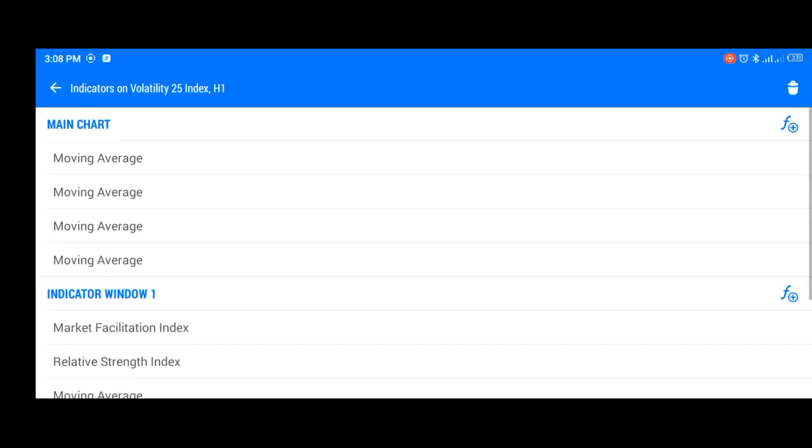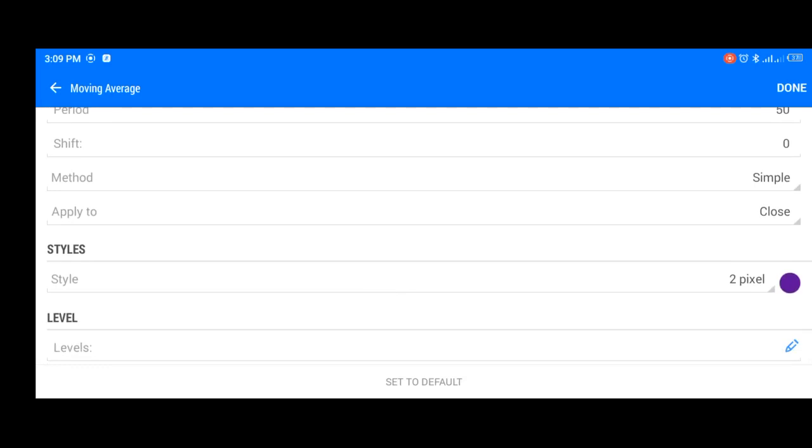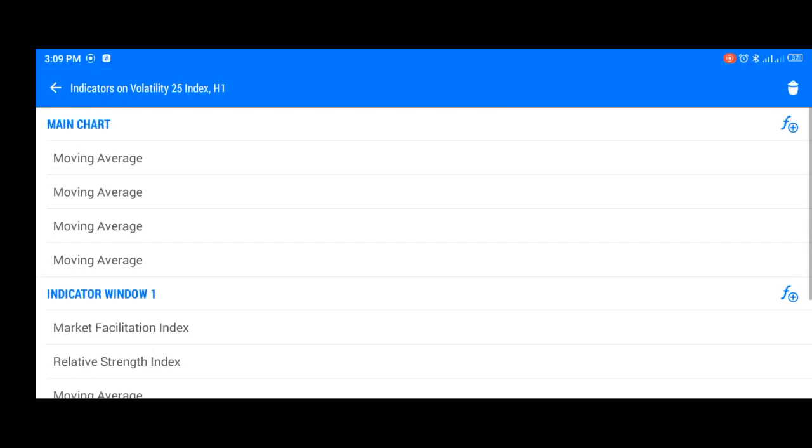The second moving average is the moving average 50. That one is meant for determining the trend, whether the market is going up or coming down. I'm going to show you how it's used that way. Period 50, shift 0, method simple, apply to close, style 2 pixel so that you won't be confused. That's the second. Now the third moving average is moving average 18, shift 0, method linear weighted, apply to close, 2 pixel, whatever color you desire.